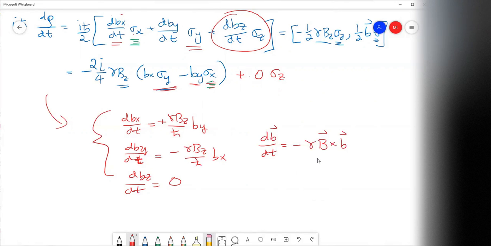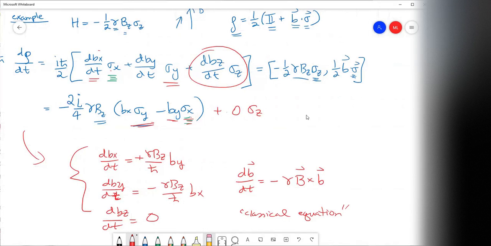So you should get this, and this is just the equation for the precession of a spin, a classical spin in a B field. This is the classical equation for a spin moving around in a B field. So you see this b vector of the density matrix behaves just like you would expect for the classical spin. And that makes sense because we saw that the expectation value of the spin is really just given by the b vector, or I guess it's proportional to it because of the h bars.